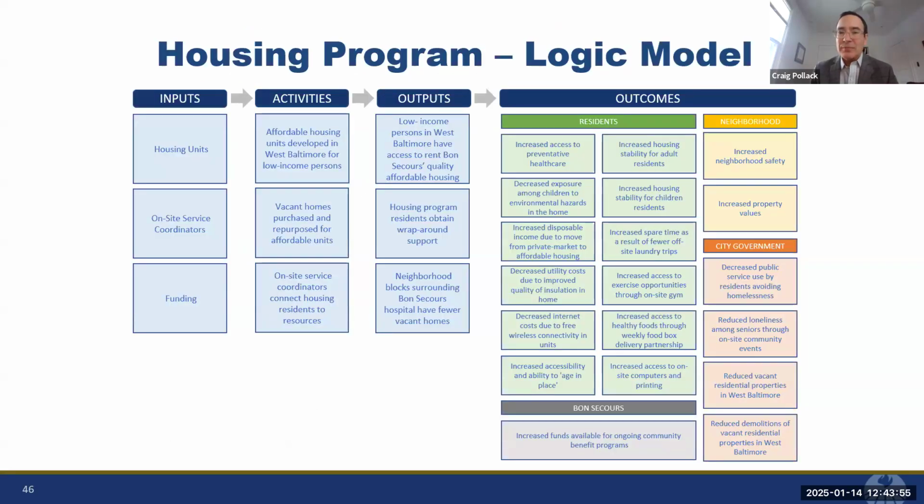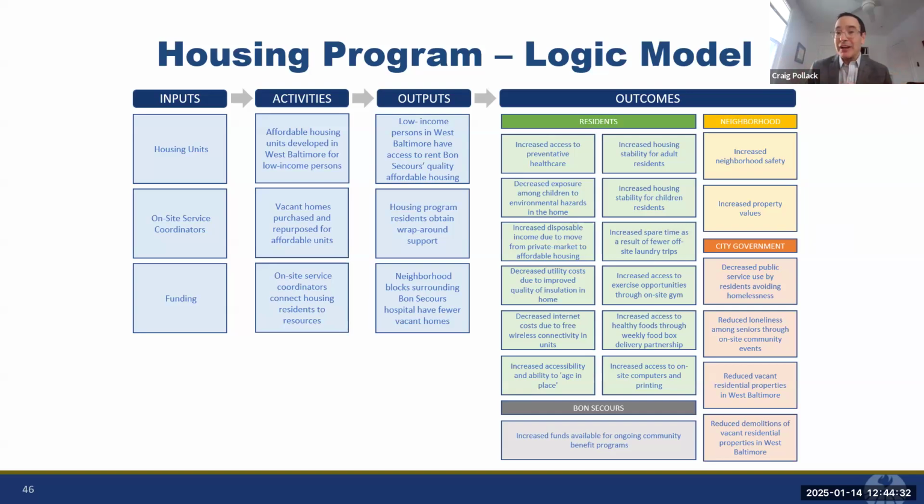As part of that, we created this logic model that had the different inputs. You can imagine the housing units, the service coordinators, and the funding being part of those inputs, leading to outcomes. The outcomes were in a bunch of different categories: benefits to residents, benefits to Bon Secours, benefits to the neighborhood in terms of reduction of vacant housing and property values, and benefits to the city government. We tried to quantify all of these different benefits and assign both how many units of these outcomes we are achieving in this investment, and the monetary value of these.